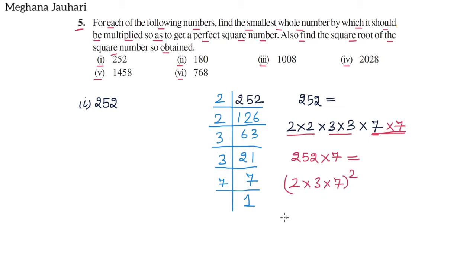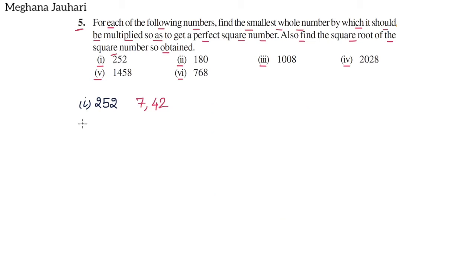Now we have found the square root. Now we will write square root of 252 times 7, or we can say square root of 1764 is, we will write one from each pair, so 2 into 3 into 7 will give you 42. So in this way we have found the perfect square number, and the least number that should be multiplied in 252 is 7. Clear? And the square root of the result is 42. So that is the answer for this part. You have to do in your copy according to your syllabus. So moving to part 2.